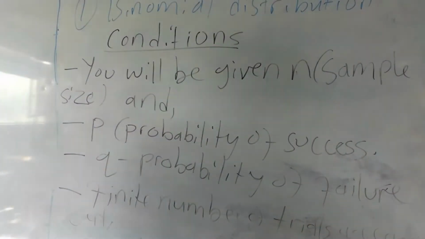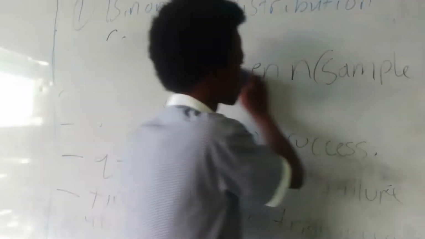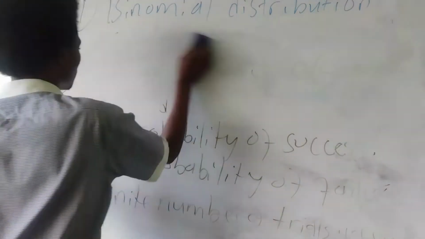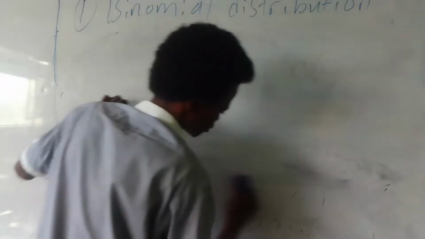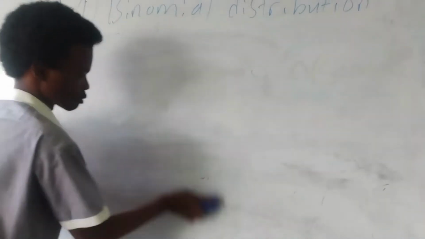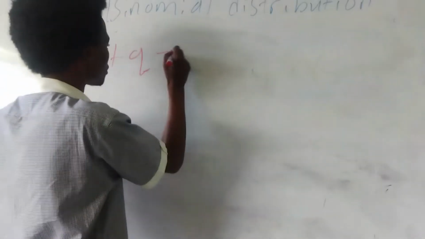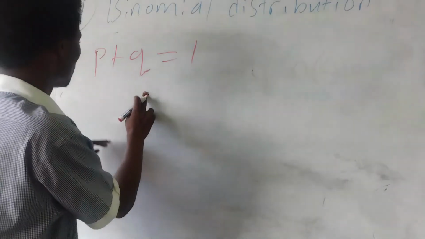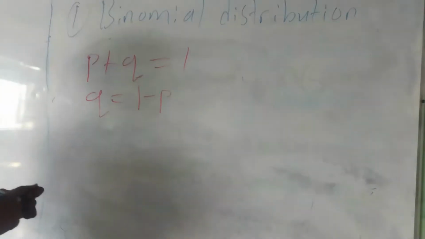We also have to know that p plus q is equal to 1. The summation of p and q should give you 1. The probability of success plus the probability of failure is equal to 1. So q is equal to 1 minus p. This is very important in binomial distribution.